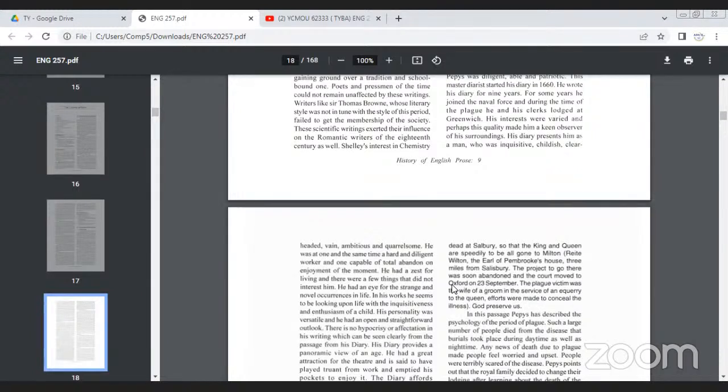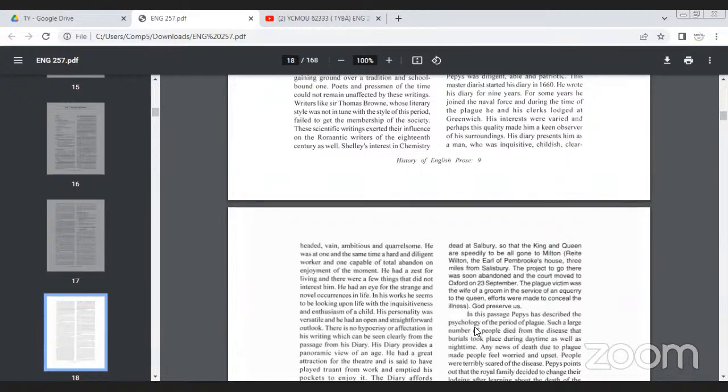Salisbury. So that the king and the queen are speedily to be all gone to Wilton, the Earl of Pembroke's house, three miles walk from Salisbury." The project to go there was soon abandoned, and the court moved to Oxford on the 23rd. The plague victim was the wife of the groom in the service of the queen. Efforts were made to conceal the illness.